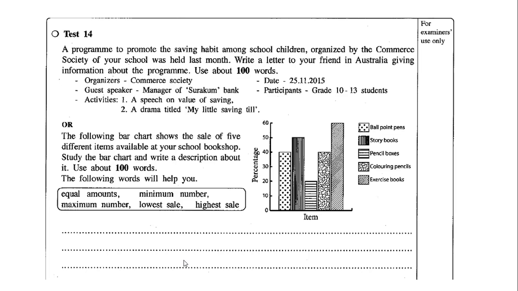Then let's move to test 14. Here there are 2 choices. First one is a letter, second one is a description. This is a bar graph. A program to promote the saving habit among school children organized by the Commerce Society of your school was held last month. Write a letter to your friend in Australia giving information about the program.